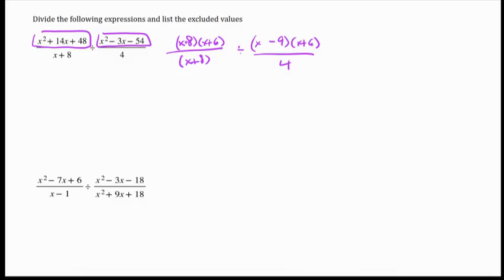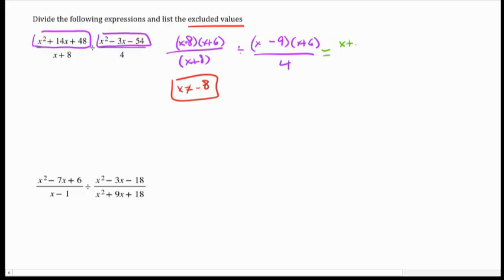And so with the division problems, I have to double check for the excluded values at 2 different points, because I check right now to see what would make the denominator 0. And I see that I can't have the x value of -8. But then the other thing is that my next step in this problem is to multiply by the reciprocal.